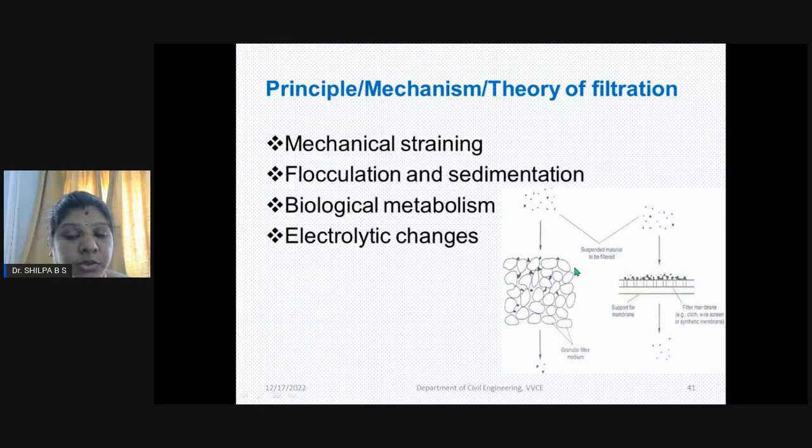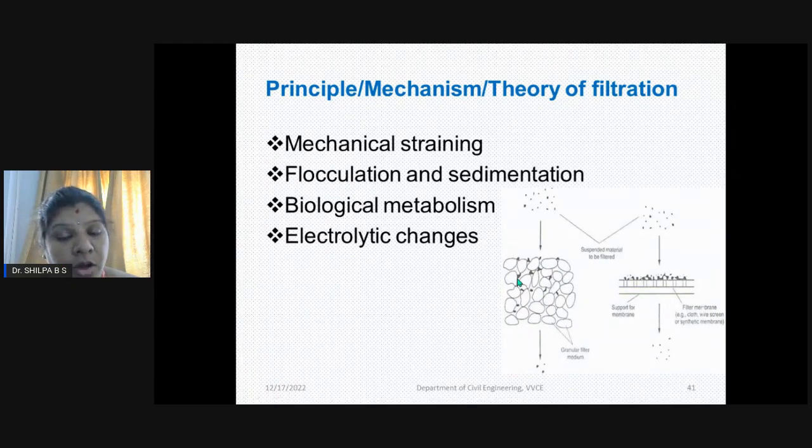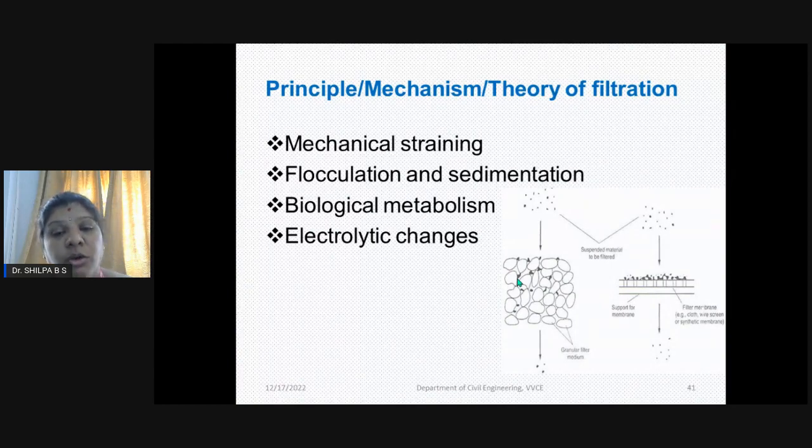The microbes which get settled over these filter media will also absorb or take up the organic matter present in that water and destabilize it, so biological action also takes place during this filtration process, which is referred to as biological metabolism.